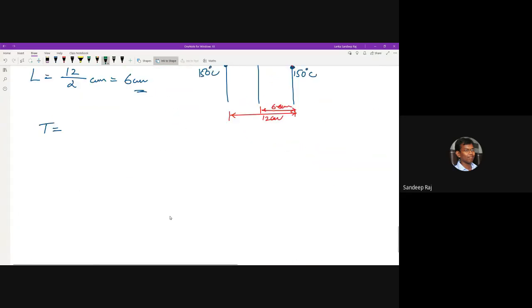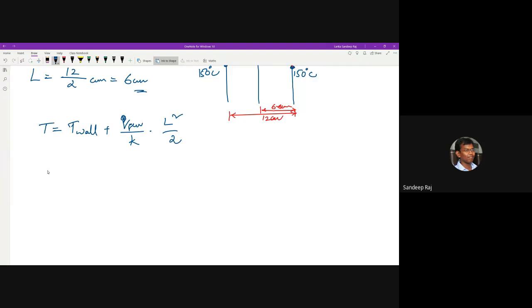So temperature, T is equal to T wall plus Qgen by K into L square by 2. That's how we get the expression. This will be even more clear to you when I do it in the next class. So for now we take it for granted.